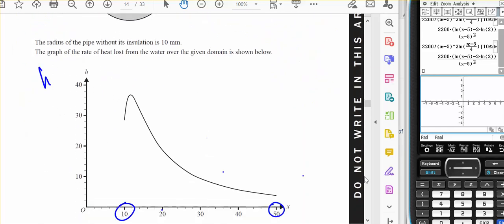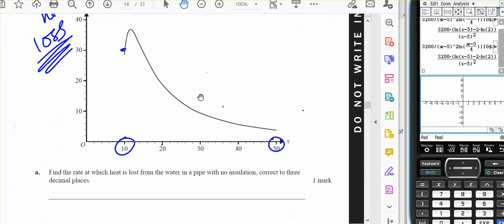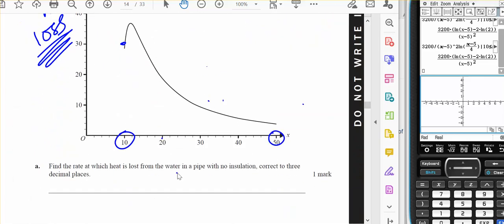And this is heat loss. It's not heat. So if we've got a value of 30, it means it's losing 30 amounts of heat per time. So it's a rate graph, sort of like the derivative graph. Okay, so part 1, find the rate at which heat is lost when the water in the pipe has no insulation, therefore at 10. So I've got my expression up here.